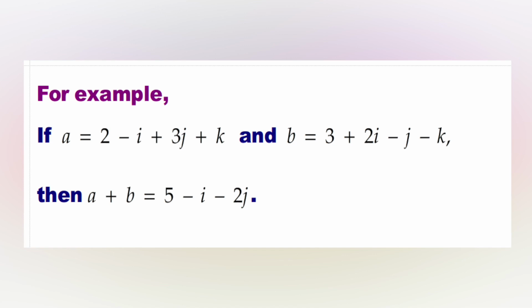For example, if A = 2 − i + 3j + k and B = 3 + 2i − j − k, then A + B = 5 + i + 2j.